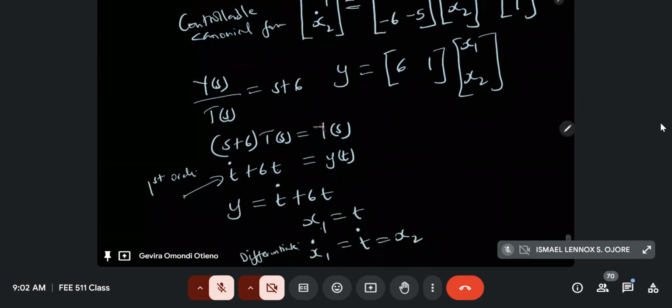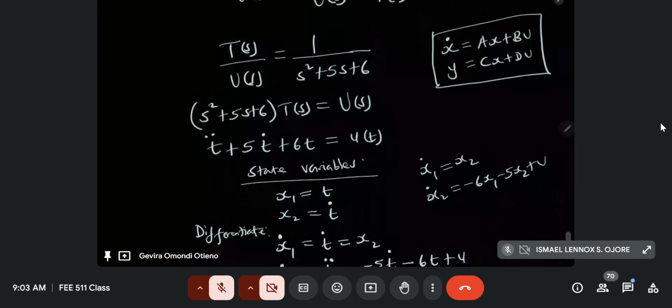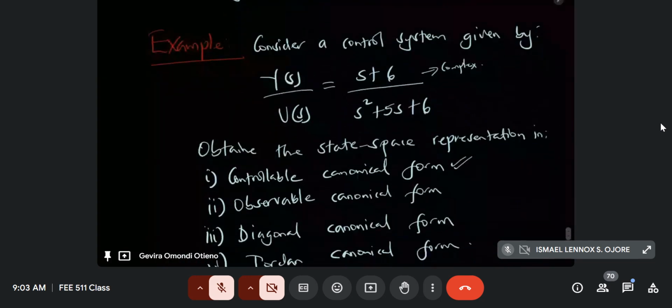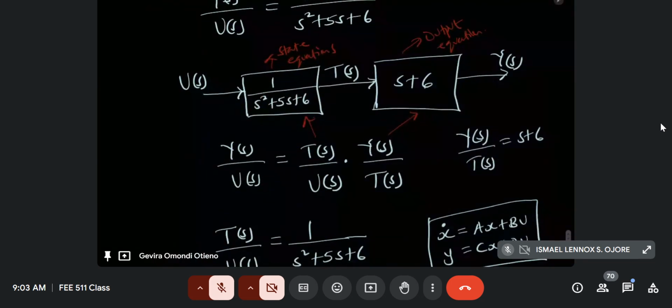These two equations are the controllable canonical form. This is the controllable canonical form. Okay? So remember, we have just solved the first part, the controllable canonical form. Three more to go. Okay?